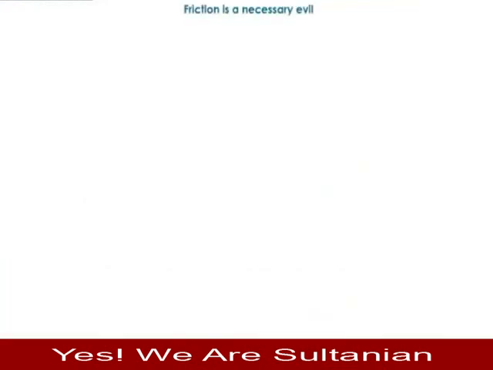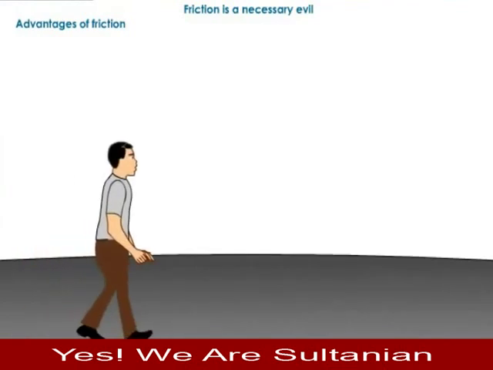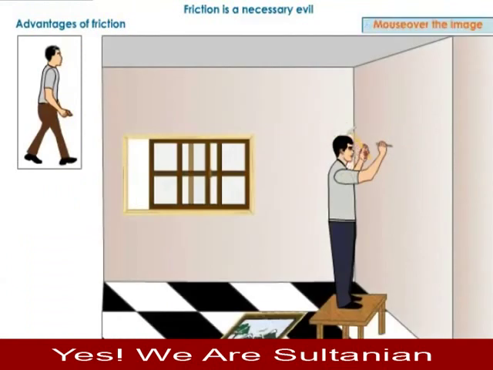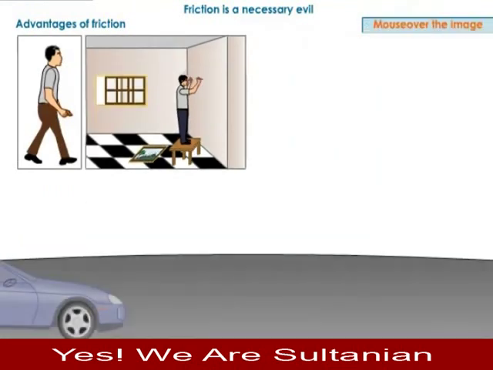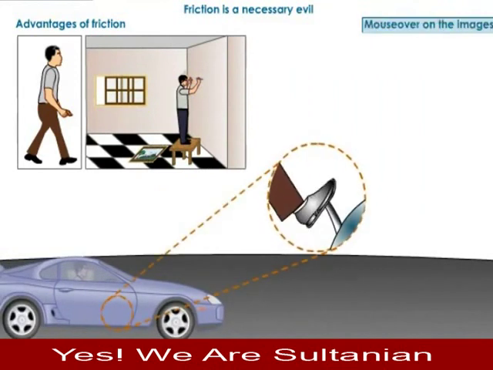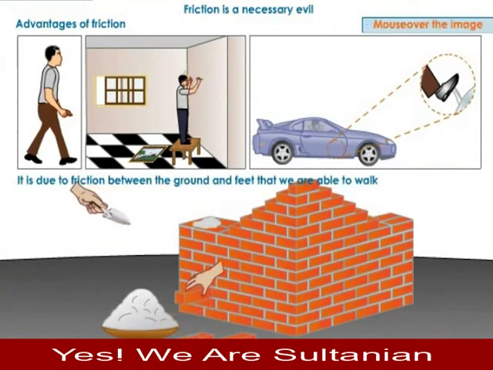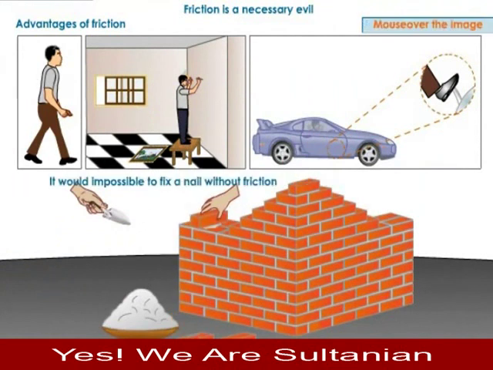Friction is a necessary evil. Friction is considered to be a necessary evil because it has both advantages and disadvantages. Friction is a necessity because it is due to friction between the ground and the feet that we are able to walk. It would be impossible to climb and to fix a nail without friction. Without friction, the brakes of an automobile would not work. And friction helps in keeping the building materials together.